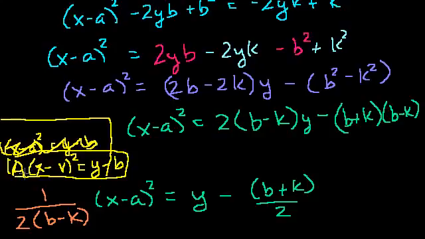And I think I have gotten it in the form that I wanted, right? In this case, the a that I wrote up here is now 1 over 2(b minus k). This b is this a that I did here. The y is the y, and then my constant term is out here.